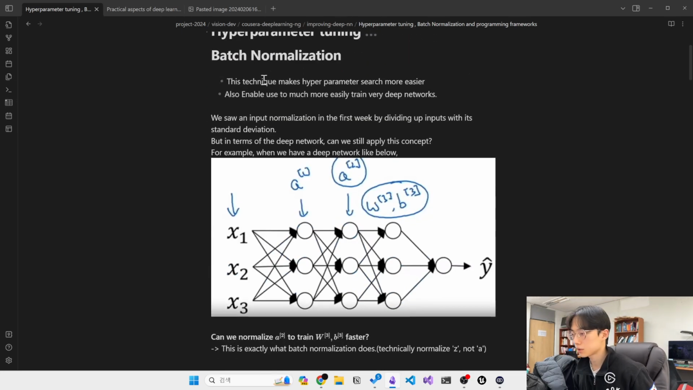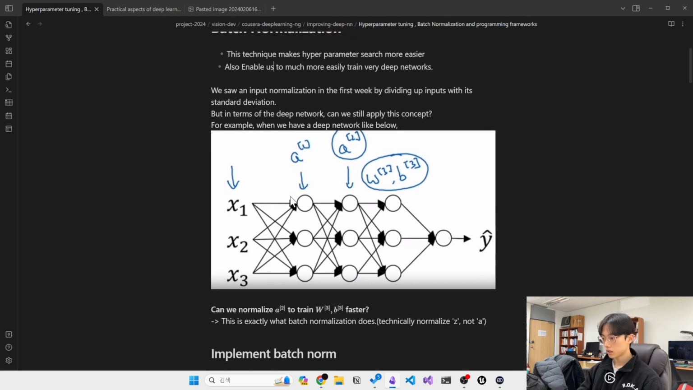So what I learned today is about batch normalization. And the advantage of this batch normalization technique is we can make hyperparameter search easier so that we can make our model learn faster. And it also enables us to much more easily train very deep networks.